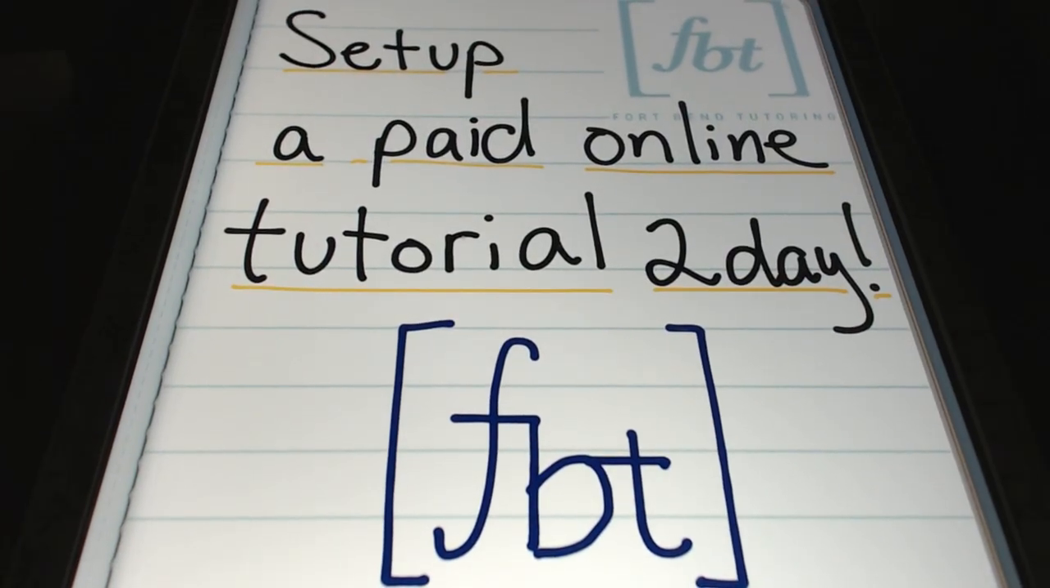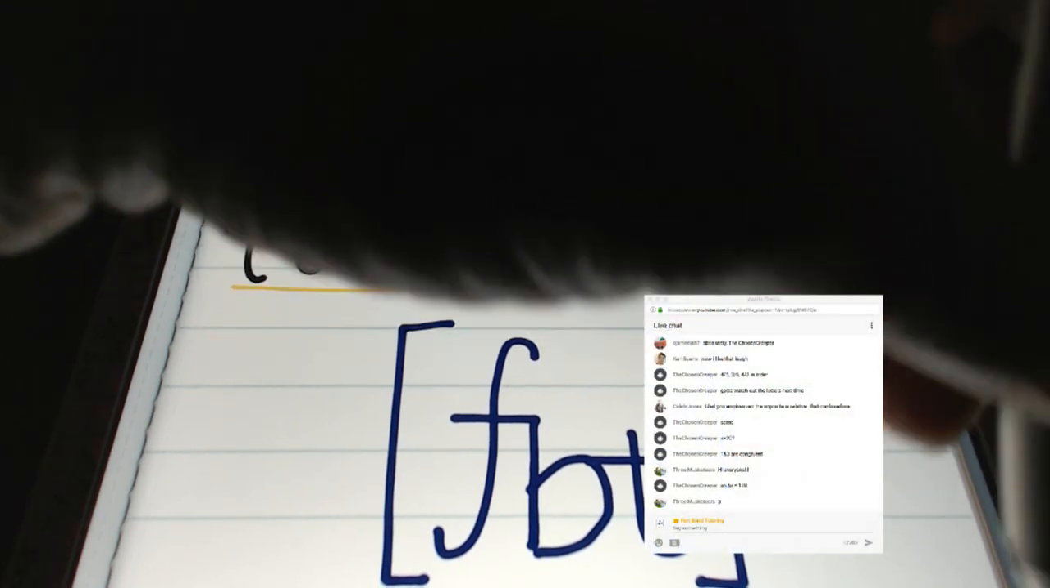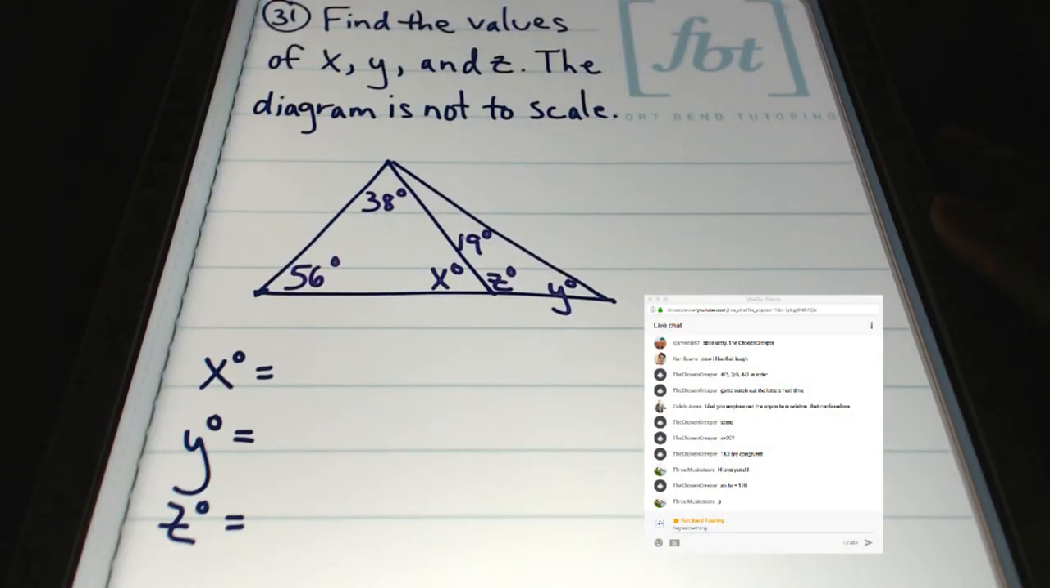So let's go ahead and hook up the chat and move on to our next problem, which is problem number 31, guys. All right, they want us to find the values of X, Y, and Z. And they're reminding us that the diagram is not to scale. That's right, Mr. Witt did not draw this to scale. So keep that in mind.